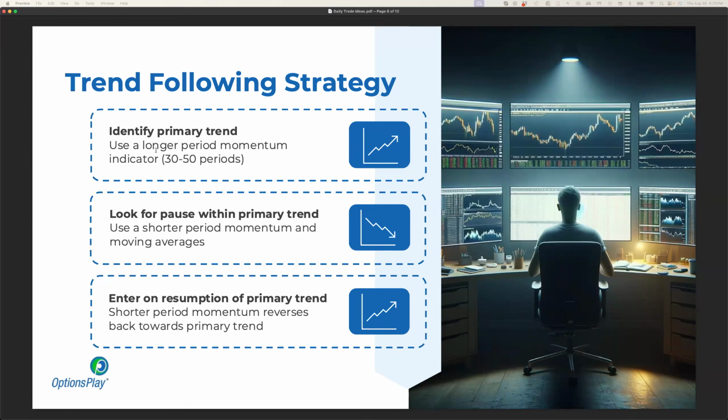And then what we're looking for is a pause in that overall trend. We're looking for either a shorter term momentum or sometimes a moving average that tells us that the primary trend has either consolidated or paused. And that's going to give us the signal to potentially look at entering that primary trend. What we're looking for is a resumption of that primary trend. So we're looking for a moving average or short period momentum to reverse back towards the primary trend.